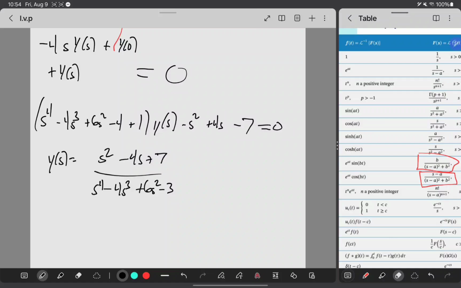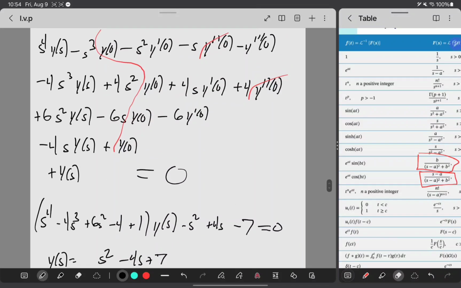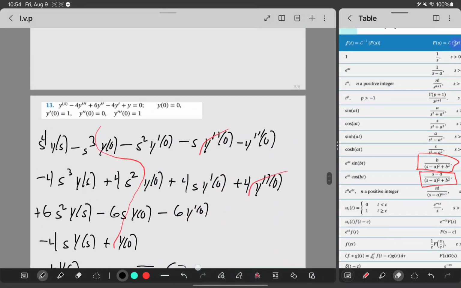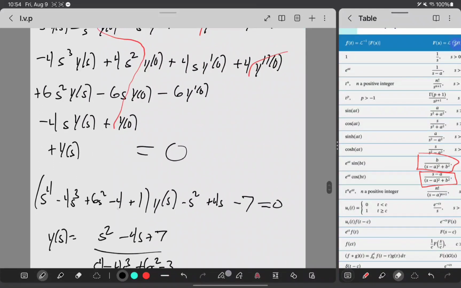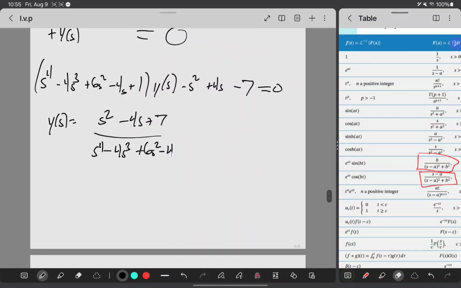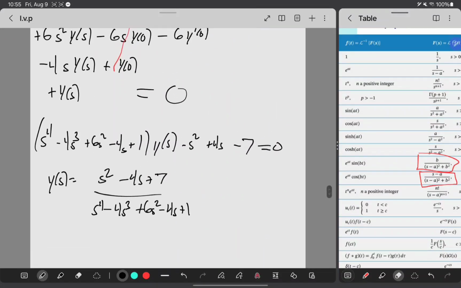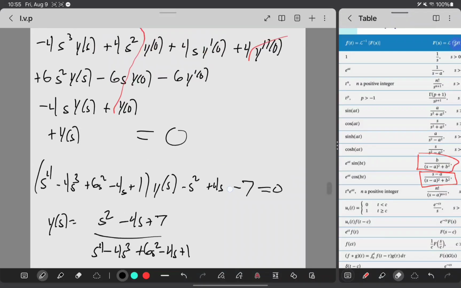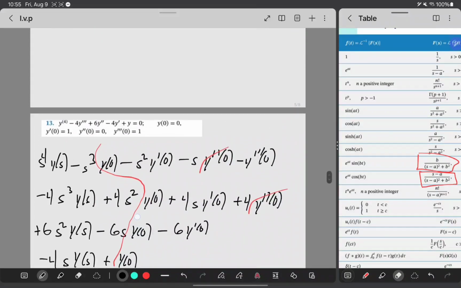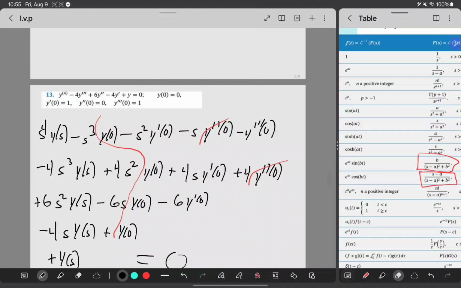Wait. No, something's not right. It should be plus 1. Oh, wait. Minus 4s. My bad. Okay. I didn't see that s there. This is partial fraction decomp. Let me find my answer. What is this, 13? Yeah. Okay, I thought, yeah, it's partial fraction decomp.